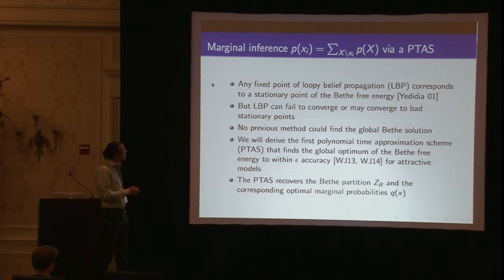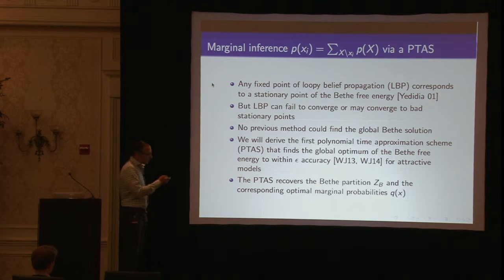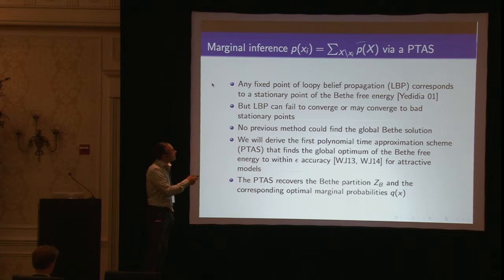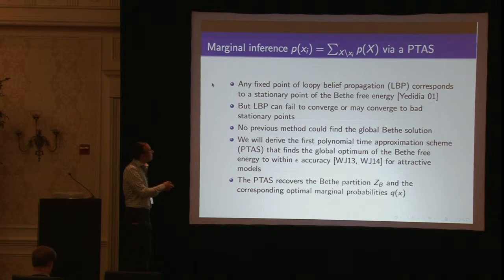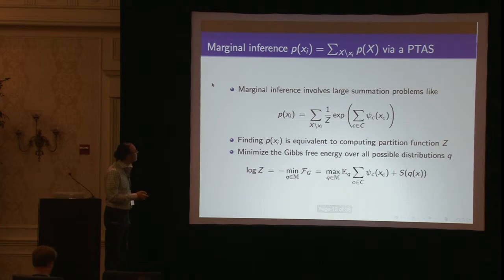So we're going to try to find an algorithm that computes this little marginal out of this big distribution efficiently, not by doing this brute force sum. We're going to try to find a polynomial time algorithm. And what we're going to do is try to do a better job of minimizing this Bethe free energy than what loopy belief propagation does. We're going to try to find a polynomial algorithm rather than loopy belief propagation, because it gets stuck in local optima and stationary points that are suboptimal.